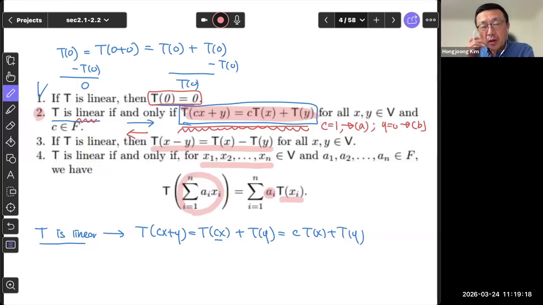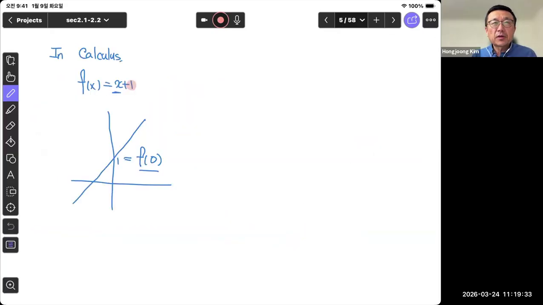That's the first result of a linear function. So if I have a linear function, the origin cannot be changed. The 0 vector will always be mapped to a 0 vector. Now, when I consider this function x plus 1, 0 on the x-axis is mapped to 1 on the y-axis. So this is not a linear transformation. This is not a linear mapping.